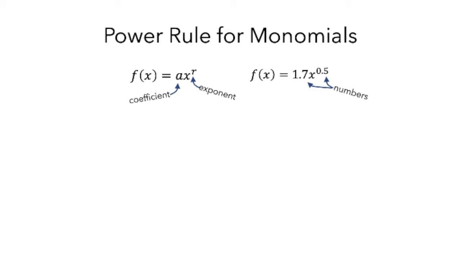Note that both these coefficients and exponents are just numbers, not variables. The general rule for finding the derivative of a monomial function is first, multiply the coefficient by the exponent, and then subtract 1 from the exponent. So in this example, the new coefficient is 0.5 times 1.7, and the new exponent is 0.5 minus 1.